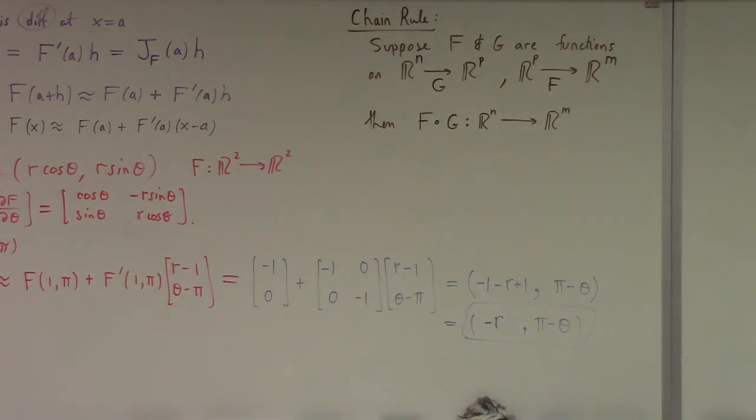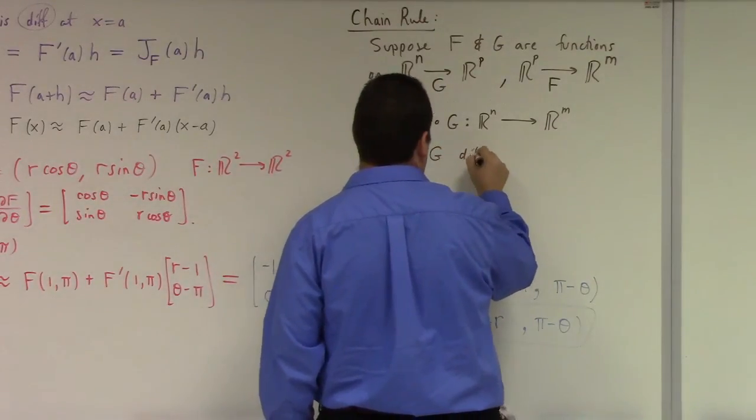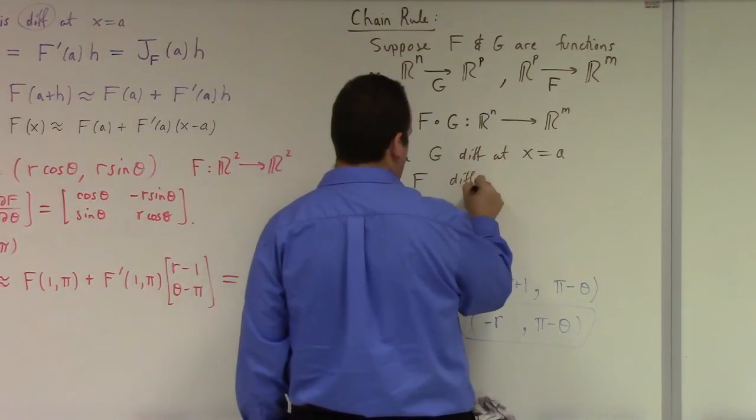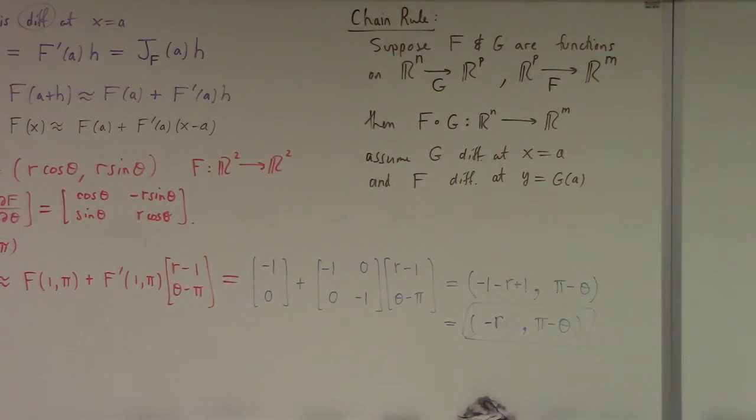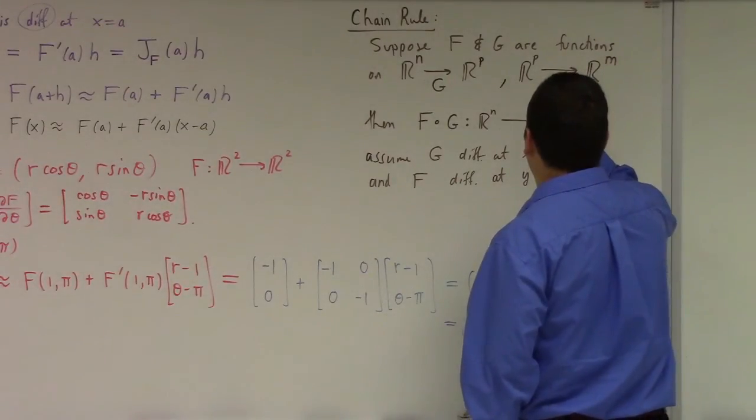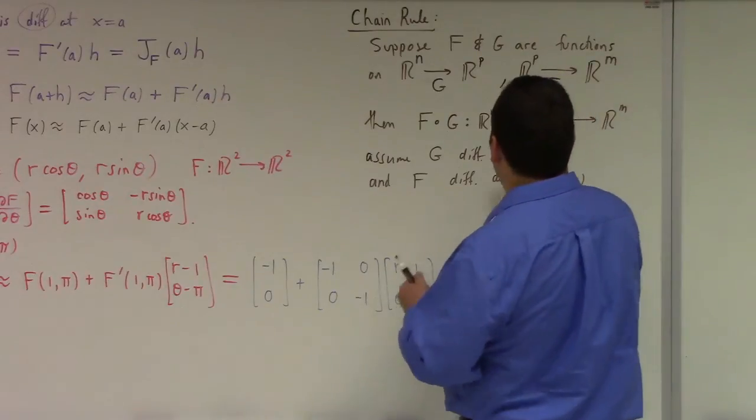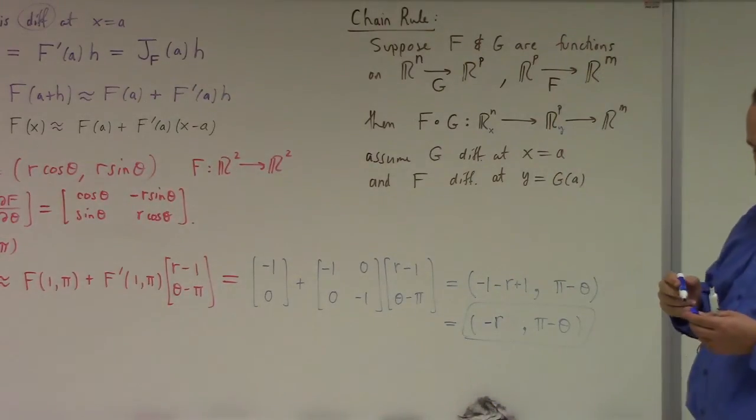Okay, setup. Suppose that f and g are both differentiable in the Fréchet sense, right, at compatible points. So what I'm saying is, assume g is differentiable at, let's say, x equals a, and f is differentiable at, let's say, y equals g of a, right? Just as a notation, I'm suggesting that the variable here is x. Sometimes you'll see a little subscript x to say x is the variable here, and then y is the variable here. It's a nice notation for its purposes.